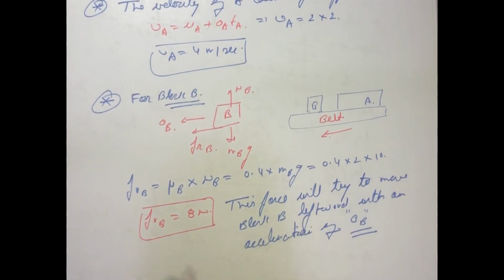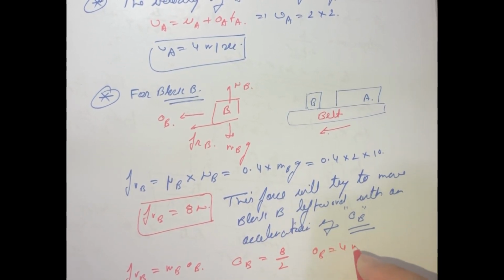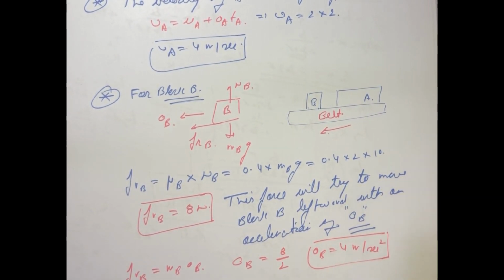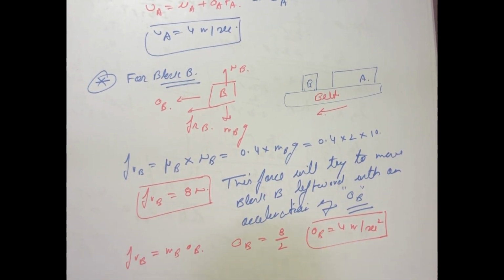So we can say that FRB is equal to MB into AB, and from here we can find out its acceleration. FR is 8, MB is 2, and we get acceleration AB equal to 4 meter per second square. And we can also find out its velocity.